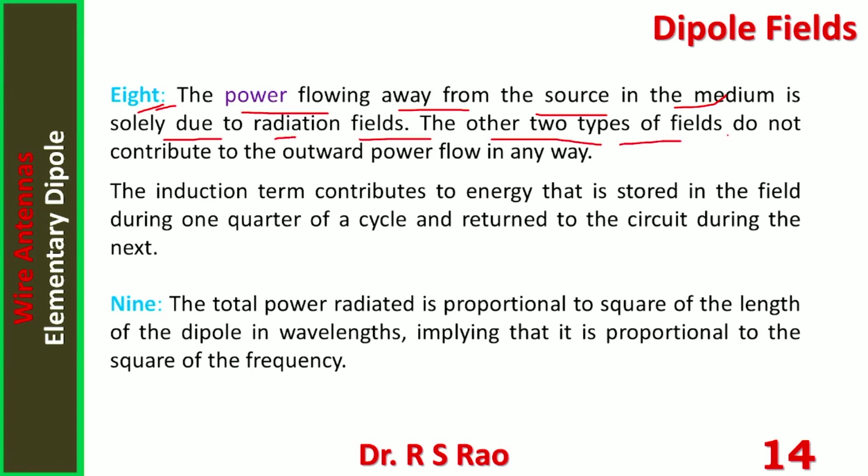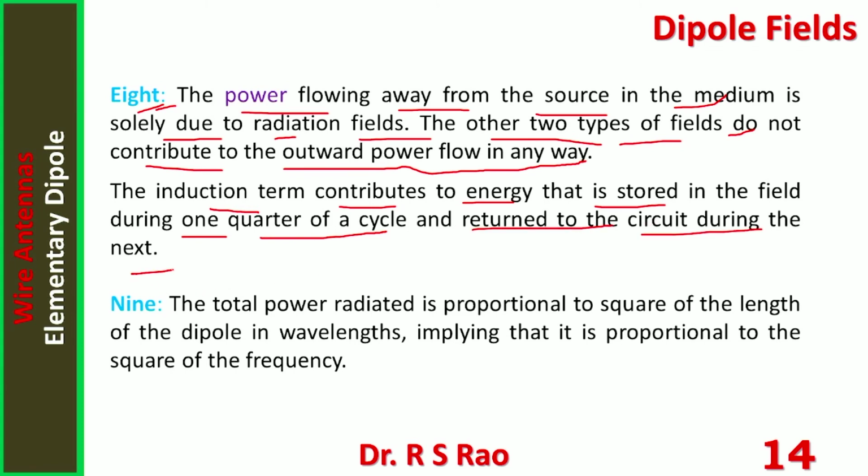The other two types of fields do not contribute to the outward flow of power in any way. It has been mentioned that only radial power component contributes to outward power flow. Other power components, theta component or phi component, they simply circulate around the radiator. The induction term contributes to energy that is stored in the field during 1/4 of a cycle and returned to the circuit during the next.